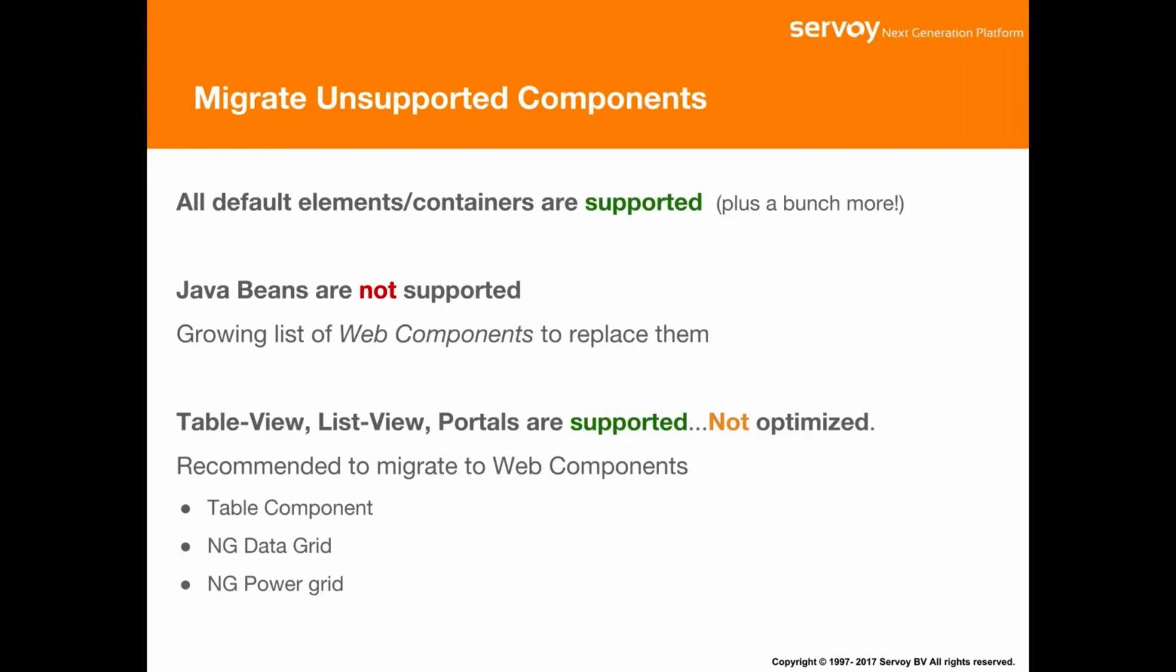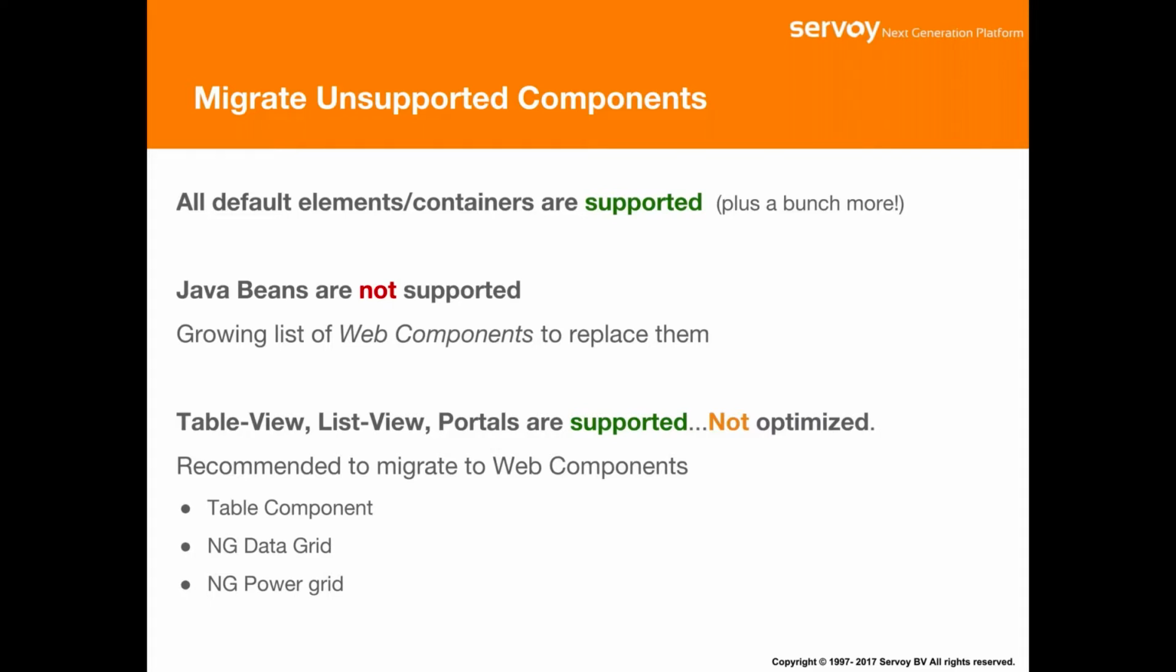Some things that will cause problems will be Java beans. So all the default elements, text boxes, type aheads, combo boxes, those sorts of things are supported by default, plus you get a bunch more of those components that I showed you in the web package manager. However, the old Java beans are not supported. But there's a growing list of web components that do replace them. So in many cases, you're getting a much better UX from what the replacement is, but you will have to refactor that. There's no automatic way for that.